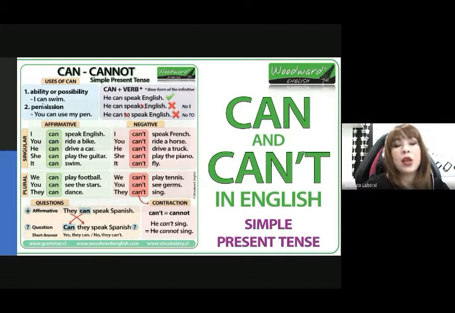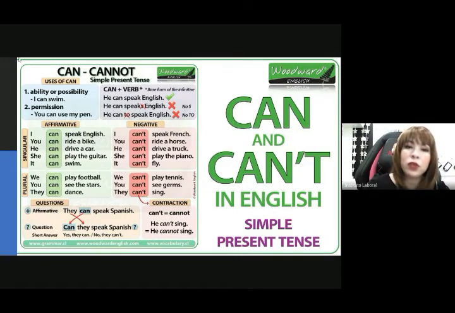The combination is can, modal auxiliary can plus verb, the base form of the infinitive. So you say like this, he can speak English. So he has the ability to speak English, he is fluent, and he has the possibility to do it.